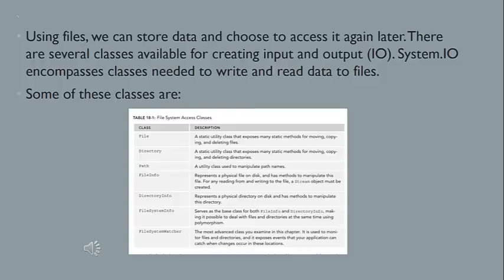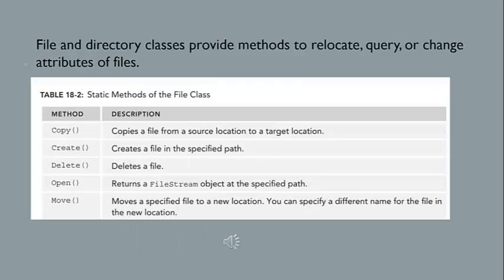Some of these classes are File, Directory, Path, FileInfo, DirectoryInfo, FileSystemInfo, FileSystemWatcher. File and Directory classes provide methods to relocate, query, or change attributes of files. Static methods are Copy, Create, Delete, Open, and Move.